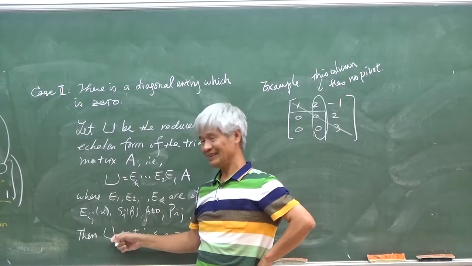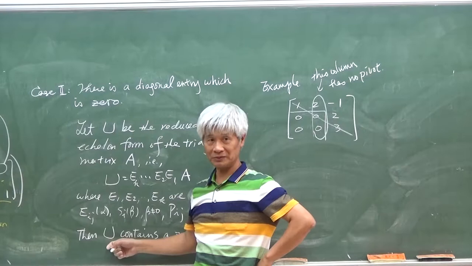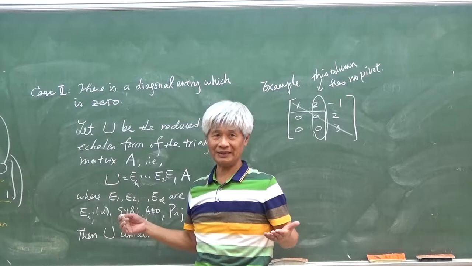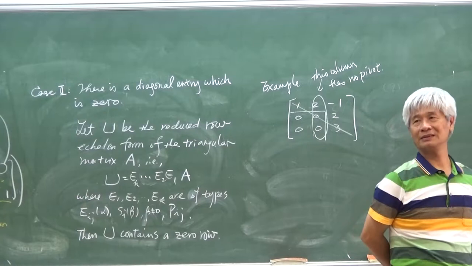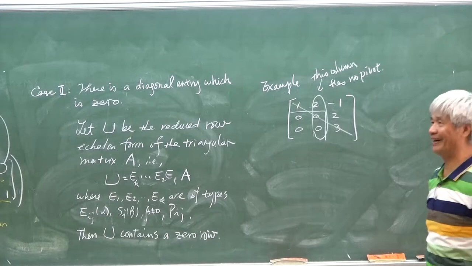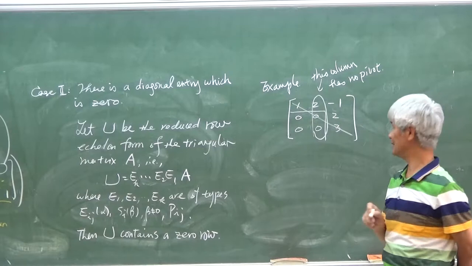And the pivot number is less than the number of rows. So the consequence, the last row must be zero, right? That's why U contains a zero row. Is that okay? Do you need me to dig down more? Alright, good.